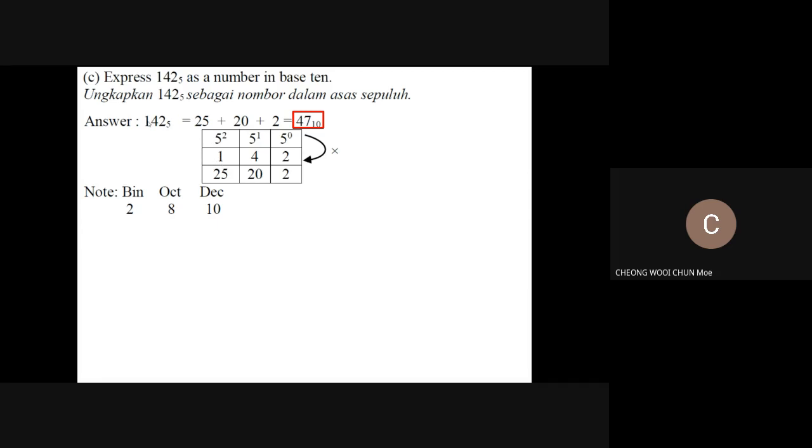Okay, so times 142. 5 power 0 times 2, 5 power 1 times 4, and 5 power 2 times 1. So you get 25 plus 20 plus 2, you get 47 base 10. Okay, you can only use base 2, base 8 and base 10 for the calculator. Bin is for 2, oct is for 8, and dec is for 10.